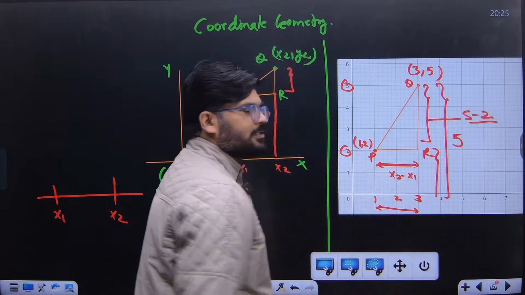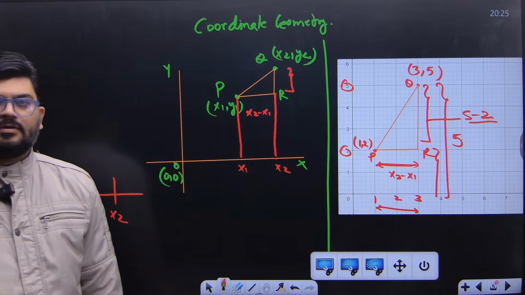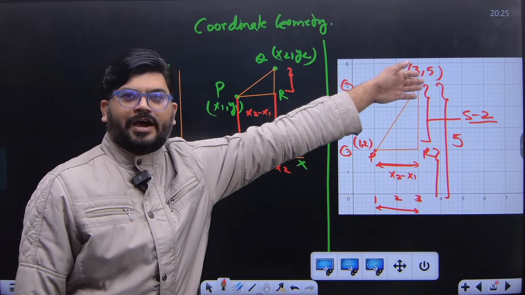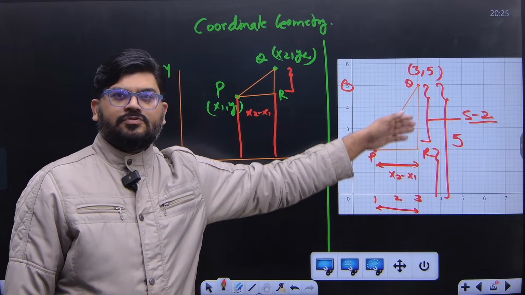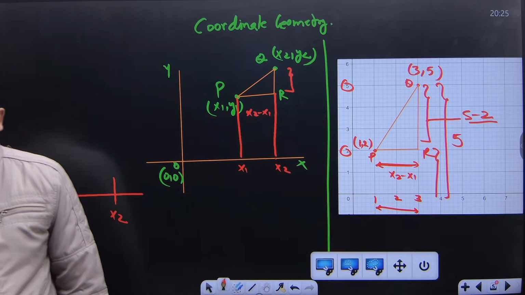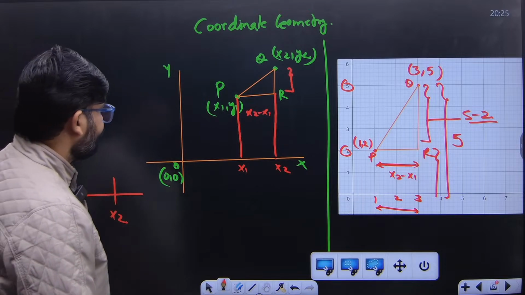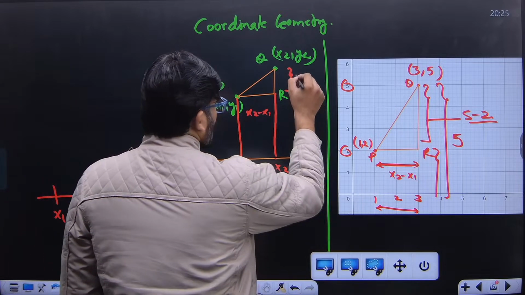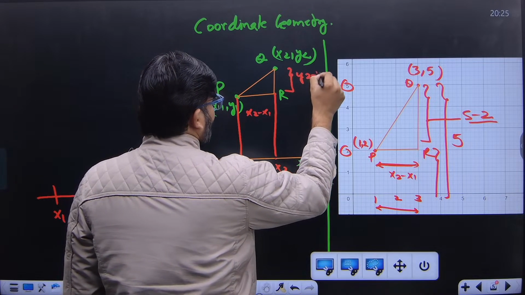Are you getting this? The whole distance is 5. The smaller distance is 2. So the difference is 5 minus 2. Alright? Okay. So here it is going to be y2 minus y1. Alright?